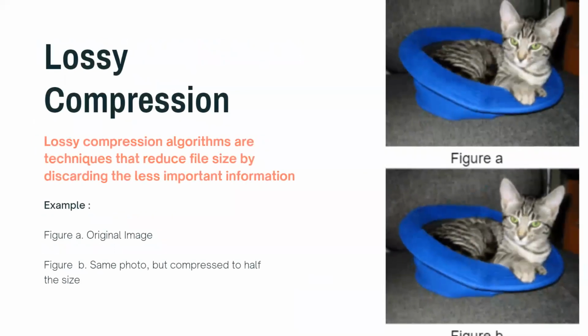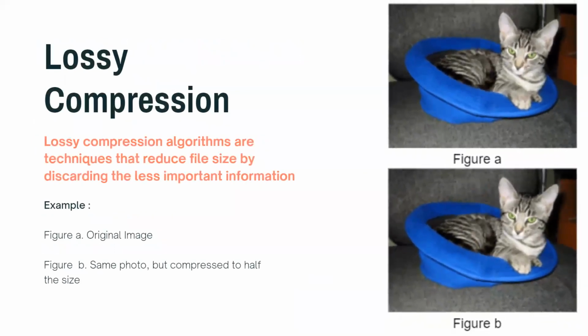Lossy compression, also known as irreversible compression, is the class of data compression methods that uses inexact approximation and partial data discarding to represent the content. Lossy compression algorithms are techniques that reduce the file size by discarding the less important information.